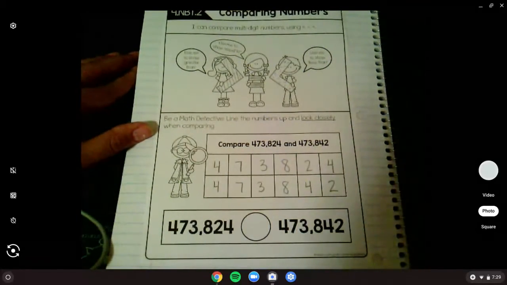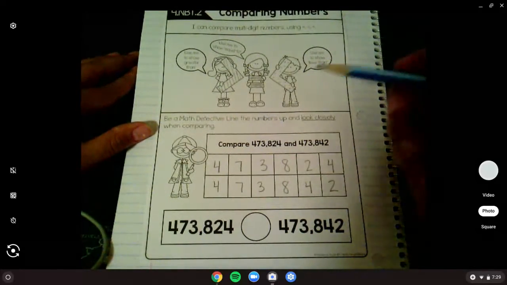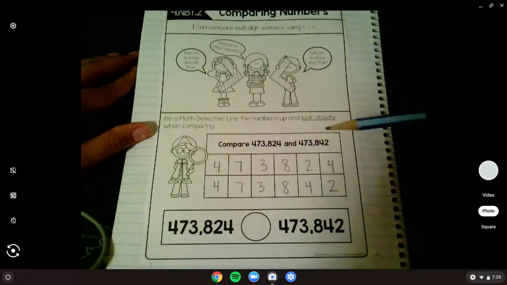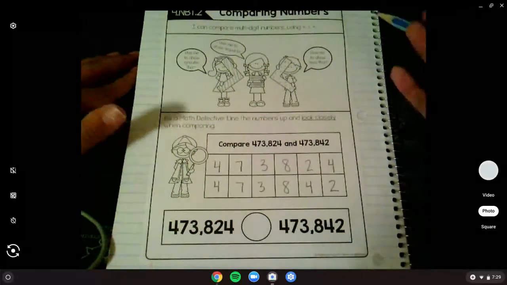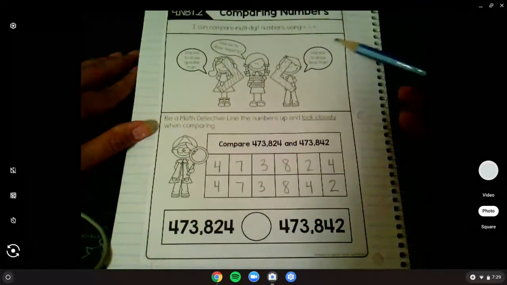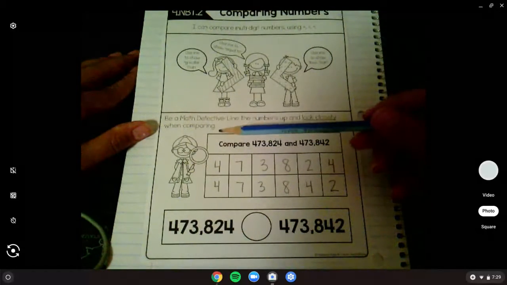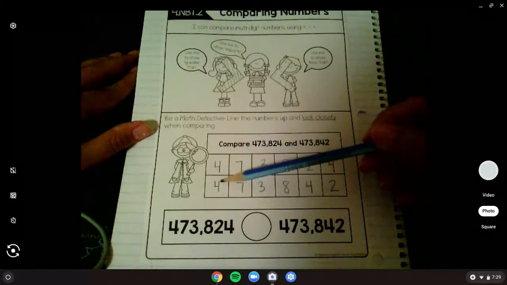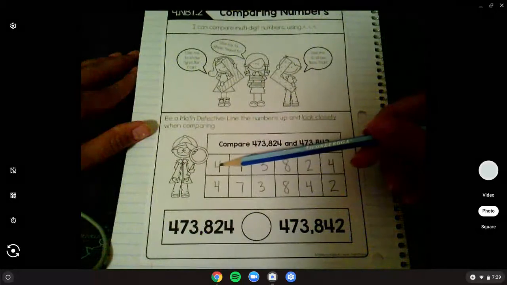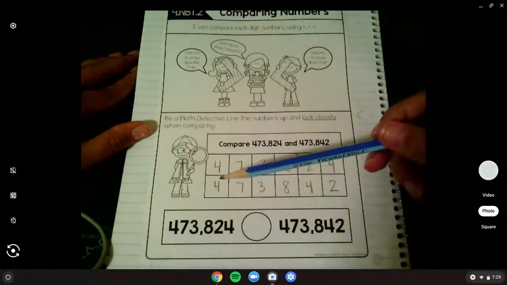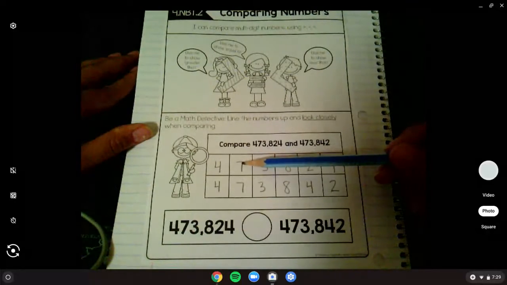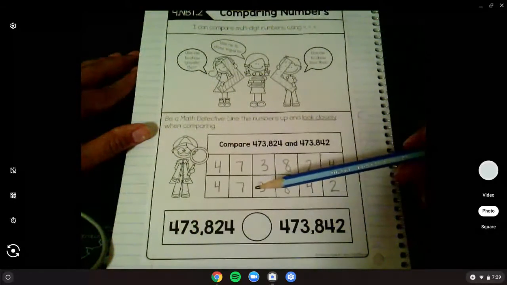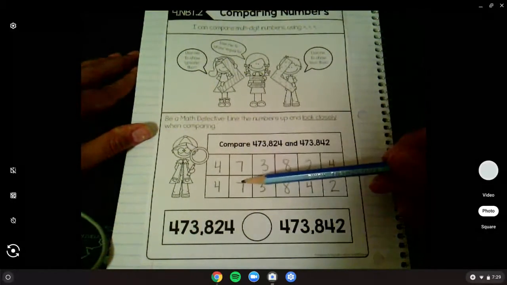So we're looking at that place value. We're finding the spots, and we're comparing how many of that spot there are, and which one has more, less, or if all of them are the same. So I start at my 100,000s. 4 and 4. 100,000s, 400,000, 400,000. That's the same. So I go to my 10,000s. 70,000 and 70,000. That's the same.